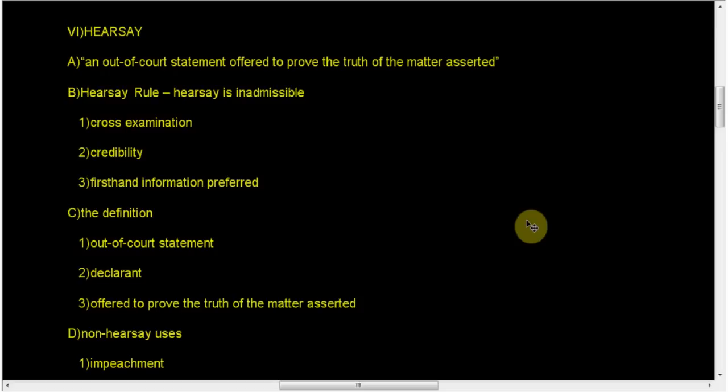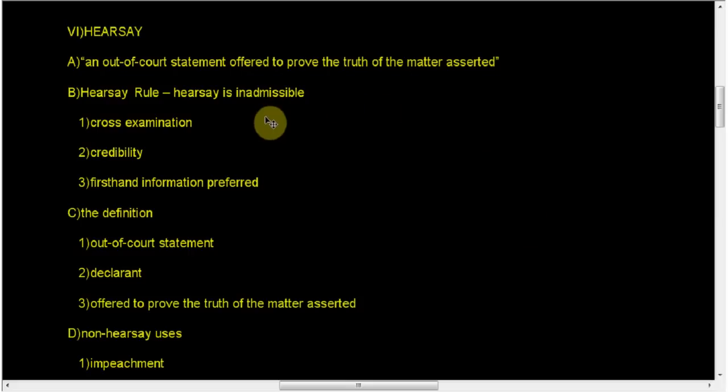And we're going to start out with the definition of hearsay. So hearsay is, by definition, an out-of-court statement offered to prove the truth of the matter asserted. This definition should be memorized, and when I say memorized, I mean you should be able to say this in your sleep. So according to the hearsay rule, hearsay is generally inadmissible. There are various exceptions to this general rule, but in order to understand these exceptions, you need to understand why hearsay is generally inadmissible.